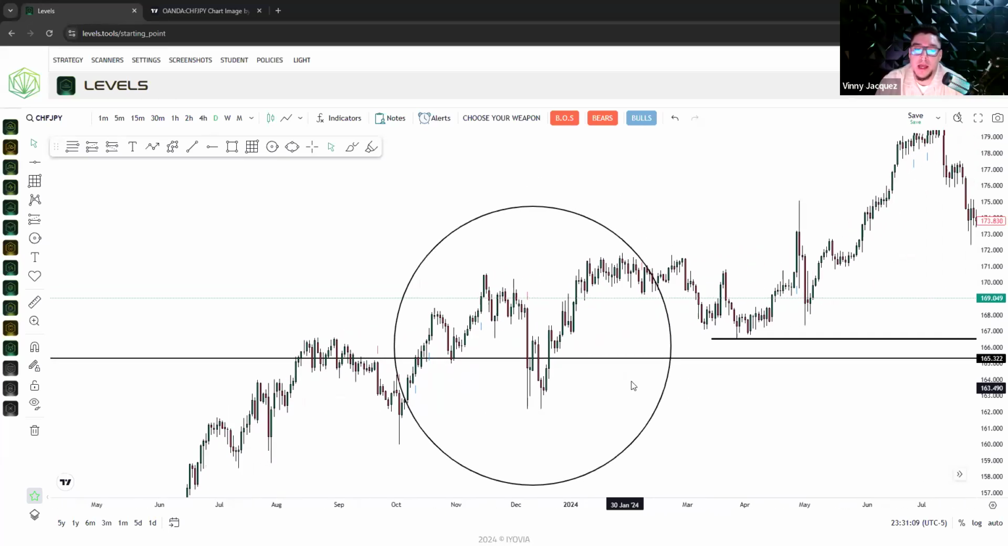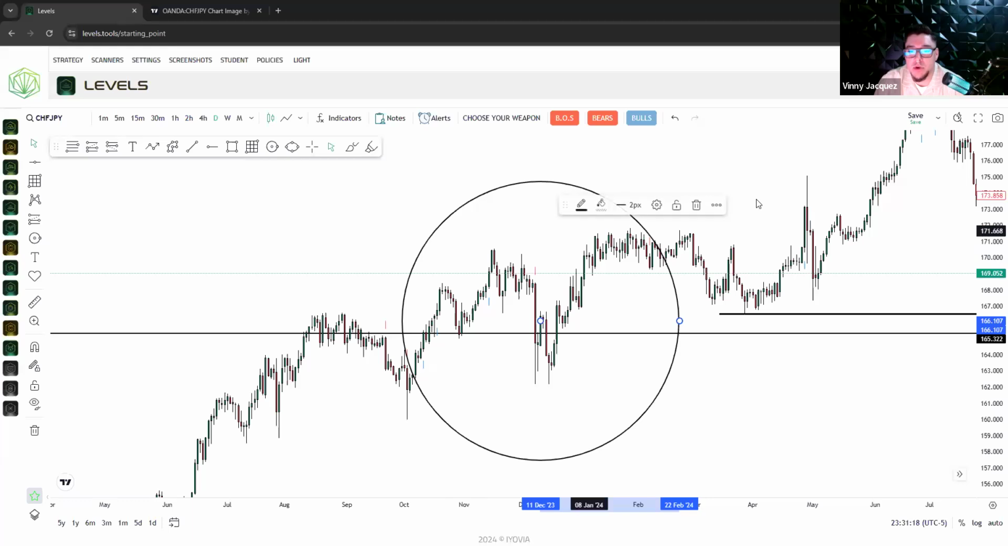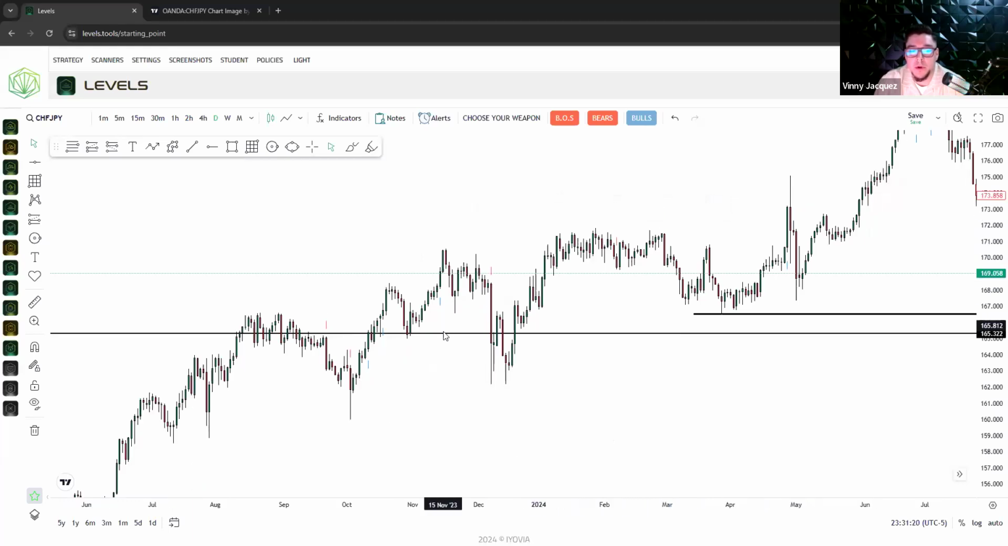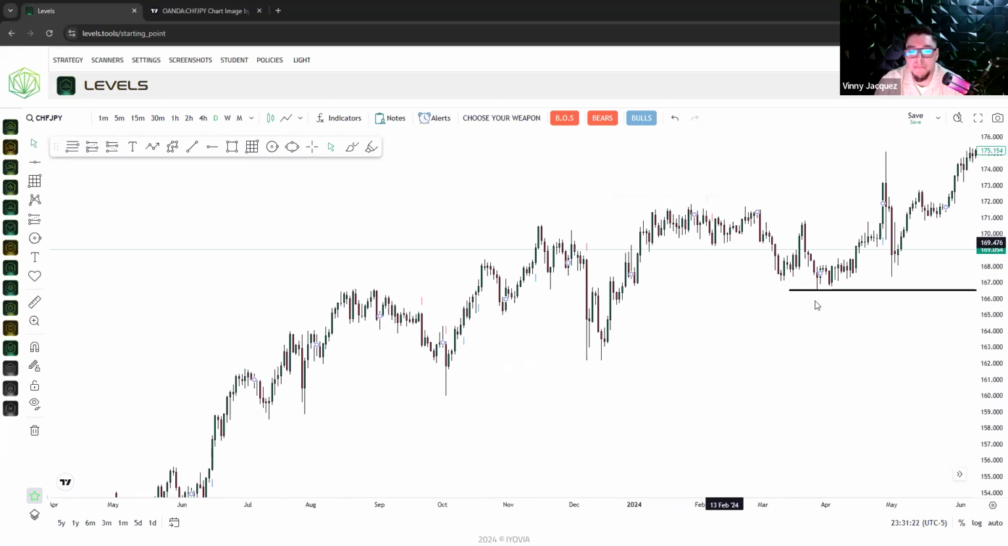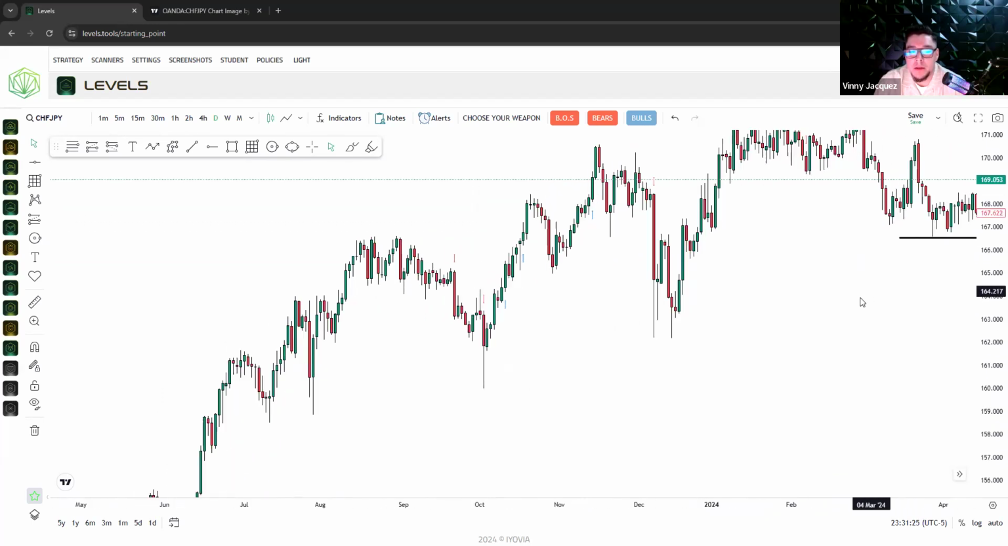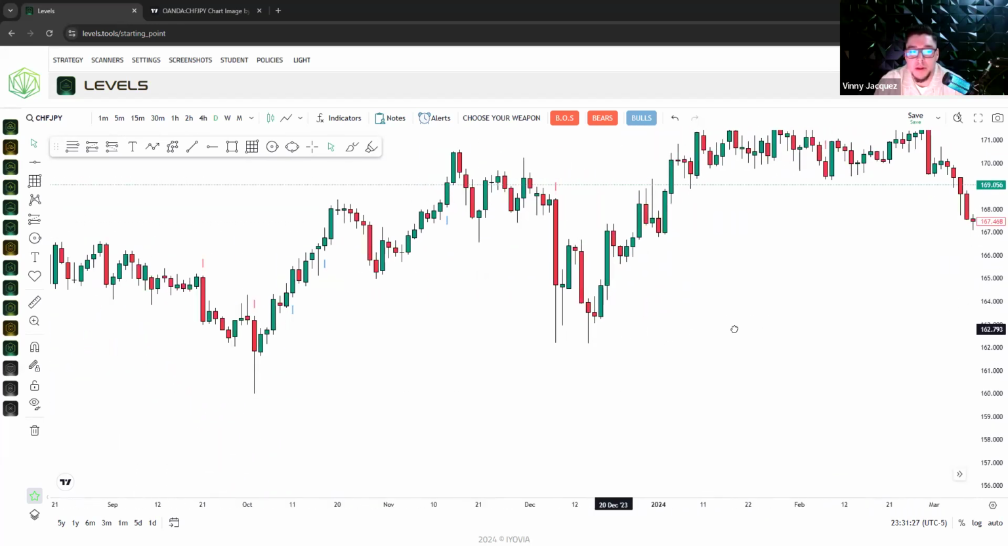Awesome. I do see the imbalance, but when it comes to levels, my eyes don't directly jump to imbalances. They jump to the structure, right? So let's go ahead and break this structure down real quick. I'm gonna go ahead and remove this. Let's look at the structure that was happening here.